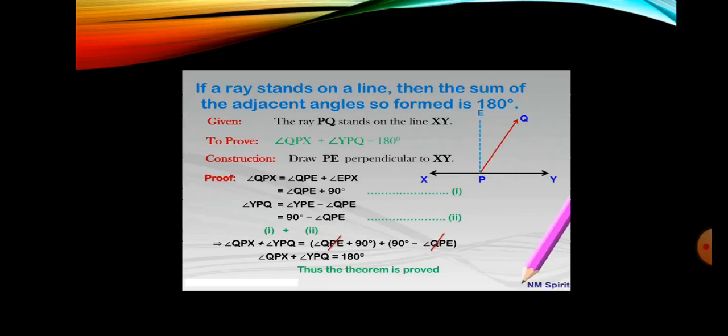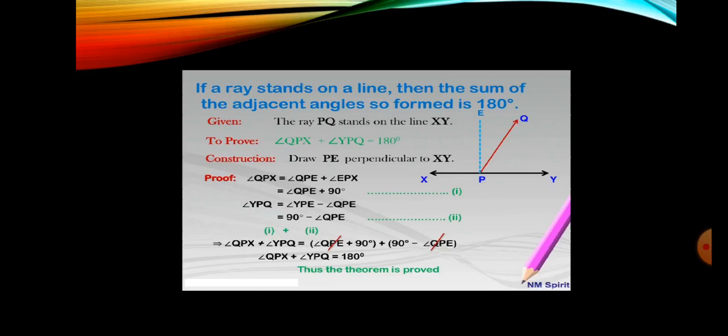Look at this figure. We take the line XY as a straight line. It means angle XPY is 180 degrees. When we draw perpendicular EP, it means angle EPX is 90 degrees and angle EPY is also 90 degrees. Now we have to prove it.